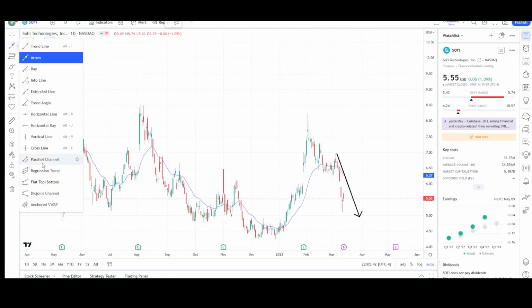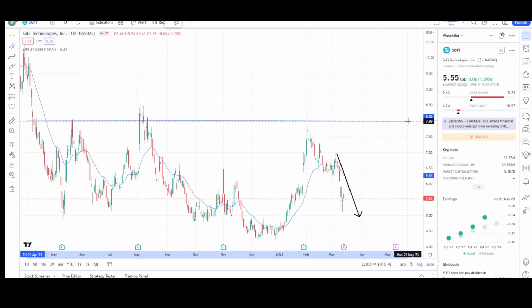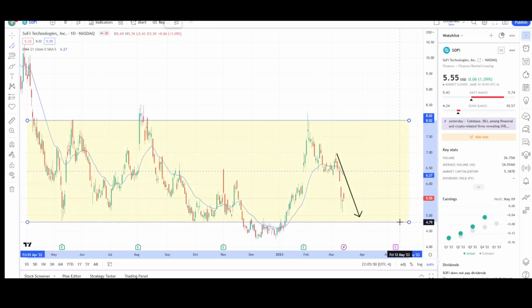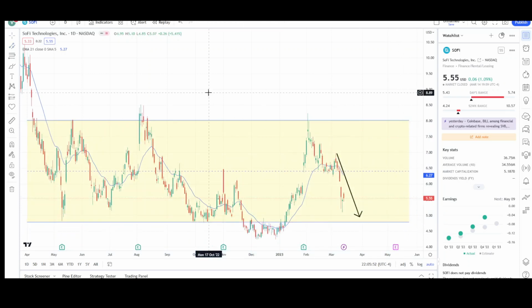So the macro pattern is this range. You can see it's been in play pretty much since April, May of last year. So it's pretty much one year of nothing. If you're a bull, if you're a buy and hold trader, then obviously you probably didn't make any money. Depends on where you sold, but you can see that it pretty much didn't do anything for a year.